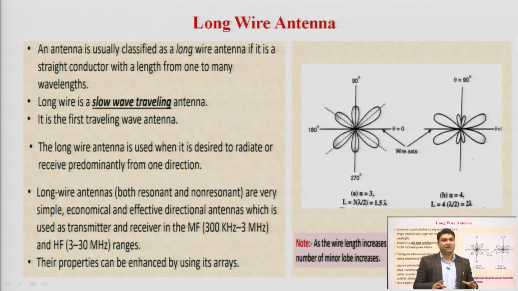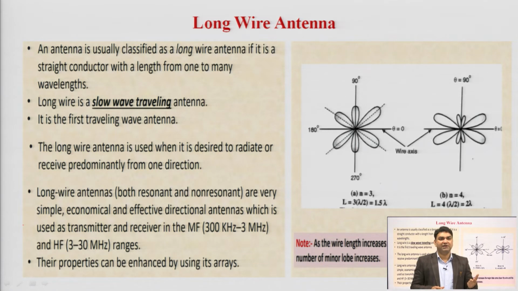An antenna is usually classified as a long wire antenna if it is a straight conducting wire with a length from 1 to many wavelengths, multiples of its wavelength. A long wire is a slow wave travelling antenna. It is the first travelling wave antenna. The long wire antenna is used when it is desired to radiate or receive predominantly from one direction. Simply, the long wire is oriented in that particular direction from which we have to receive the signals or in which we have to transmit the electromagnetic signal.